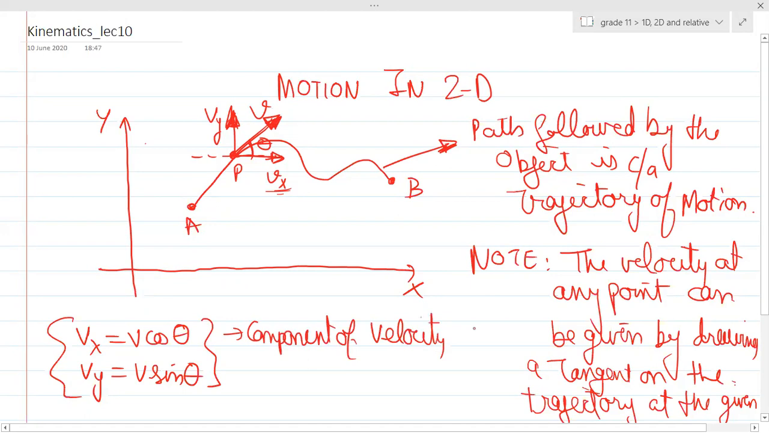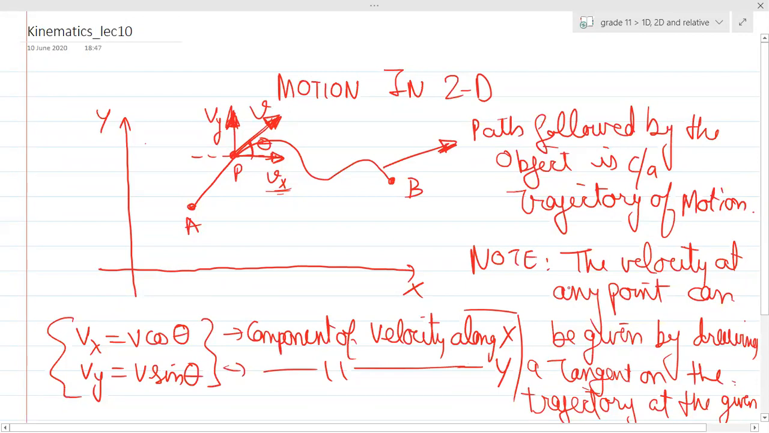Component of velocity along x, right? And what is Vy? It is the component of velocity along y. Any doubt in this? So what is a component of velocity? Basically, any vector can be resolved into two components. I told you in vectors, right?